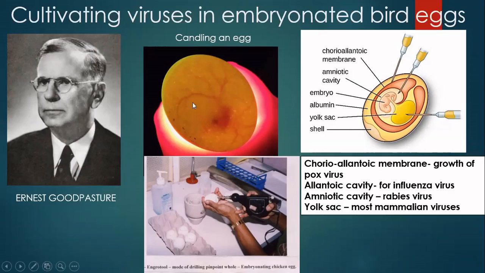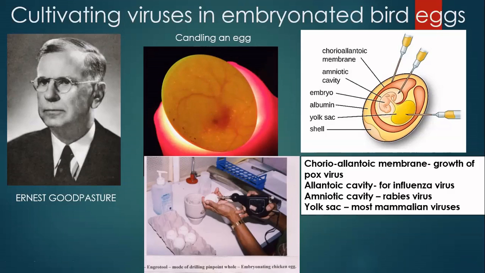And for that we carry out a process called candling an egg. So what this means is that the egg is placed in front of a light source. And when you keep it in front of the light source, you can see through the egg. You can see where the veins are, where the embryo is, where the air space in the egg is. All that can be seen if you just place the egg in front of a source of light. That is known as candling an egg.